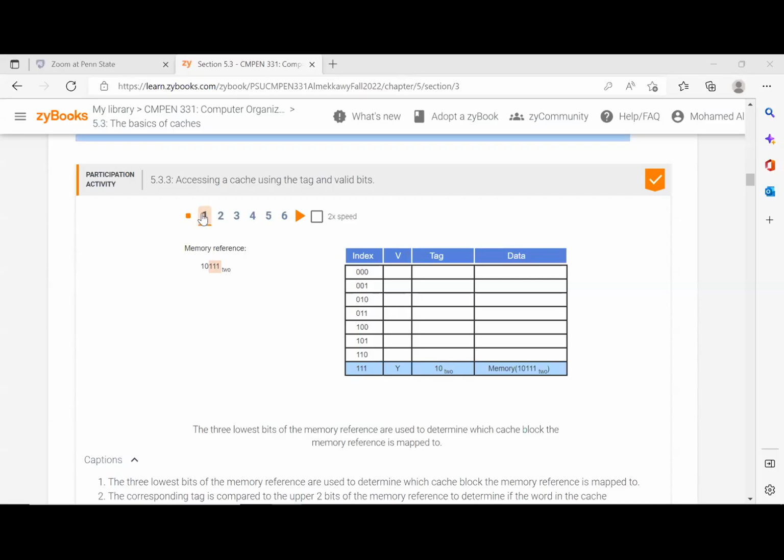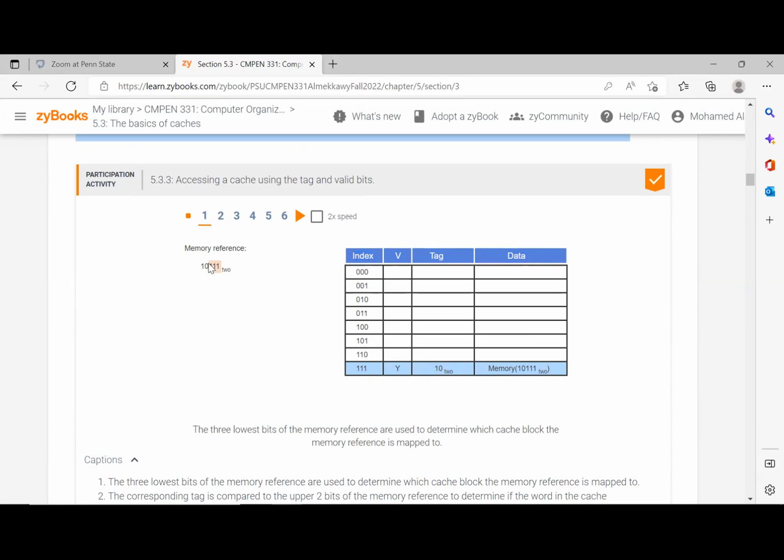So let's look at this example, for instance. We have here a memory reference, 10111. So what is a memory reference? This is what the processor is looking for. I, as a processor, am looking for 10111. And here is the cache. As you can see, in this cache we have 8 different locations: 1, 2, 3, 4, 5, 6, 7, 8. And I would like to know if what I'm looking for is inside my cache or not.